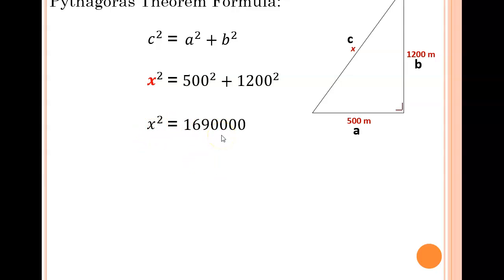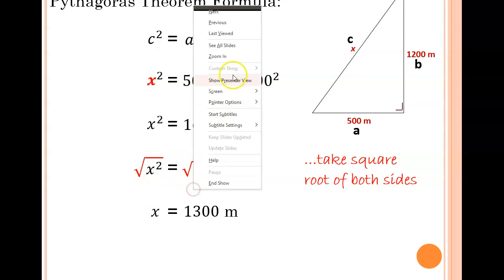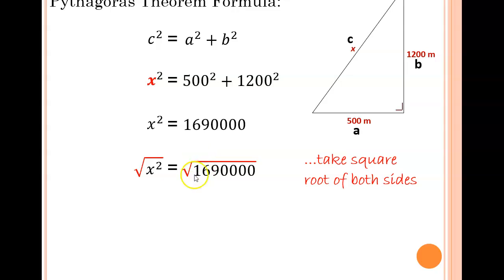Well, in maths we know that every operation has an inverse operation. For example, addition has an inverse operation of subtraction. So if you add 3 to something, you subtract 3 to get back to where you were. And the inverse operation of squared is square root. So we're going to take the square root of that side to give me x. But we're also going to take the square root of the other side to balance it out. So if I take the square root of one side, I must do the same to the other. We get left with x, and we get 1300 meters is how far Marie's house is from the school.